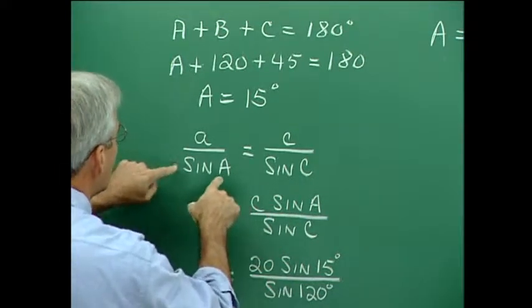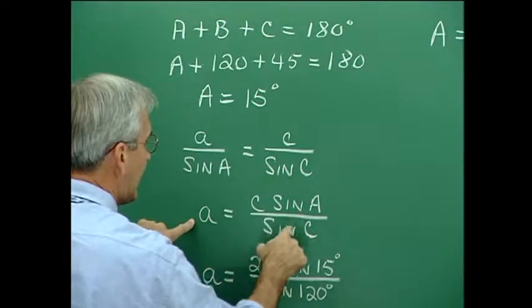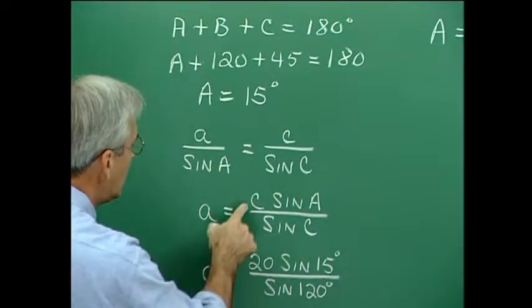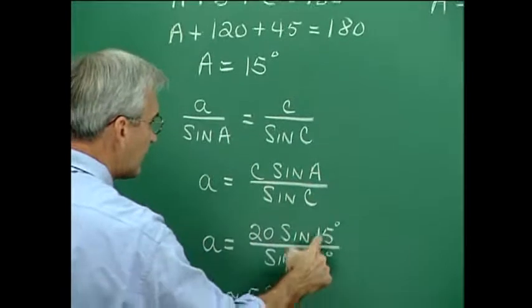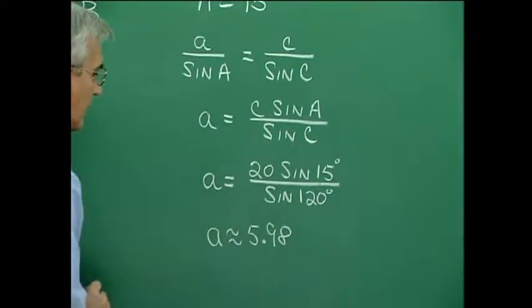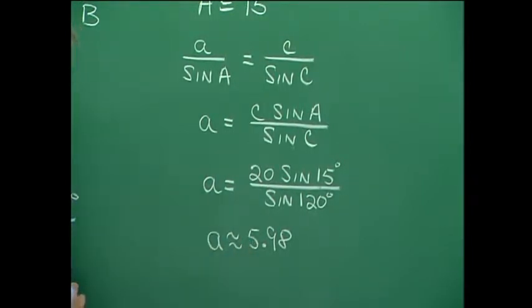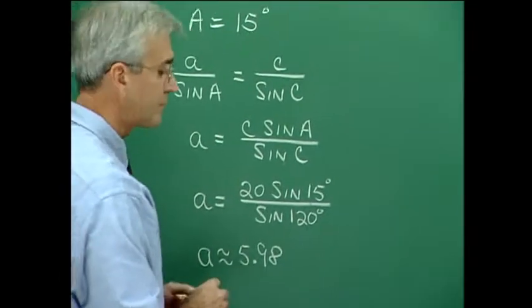So we have, let's see, multiplying on both sides by sine A, we would get A is equal to C sine A over sine C. And then plug in, C is 20, A is 15, and angle C is 120 degrees. And again, we use the calculator to find A to be approximately 5.98. And we have solved the triangle.